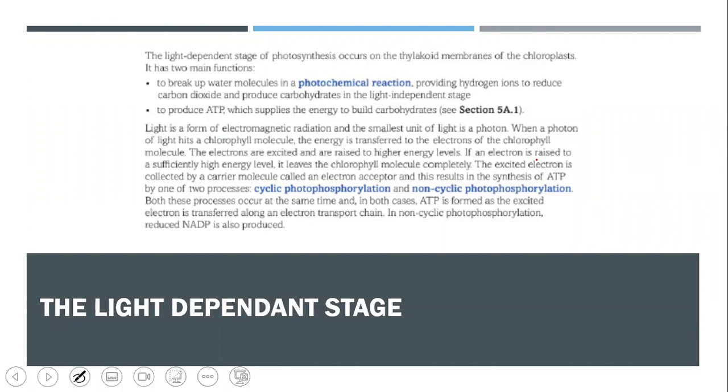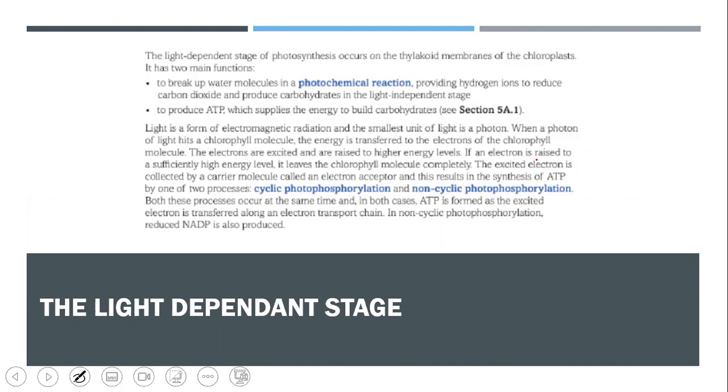Continuing with our light dependent stage. So when we talk about light, light is actually made up of particles known as photons, right? When we talk about photon, what is a photon? A photon is basically the unit of light that contains energy.